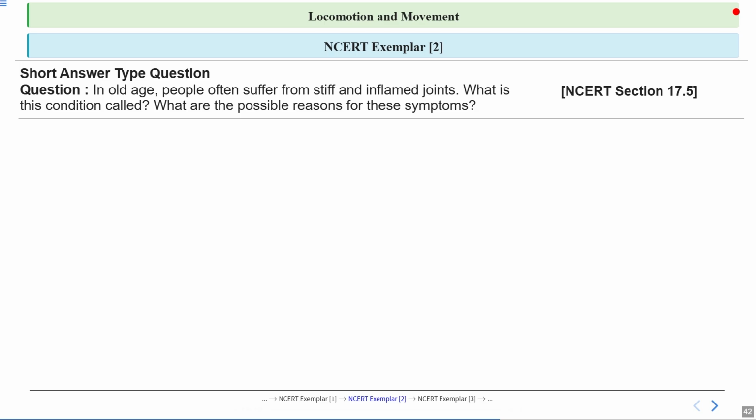So this is question number 2, and the question is, in old age, people often suffer from stiff and inflamed joints. What is this condition called, and what are the possible reasons for these symptoms? Let's see the answer.